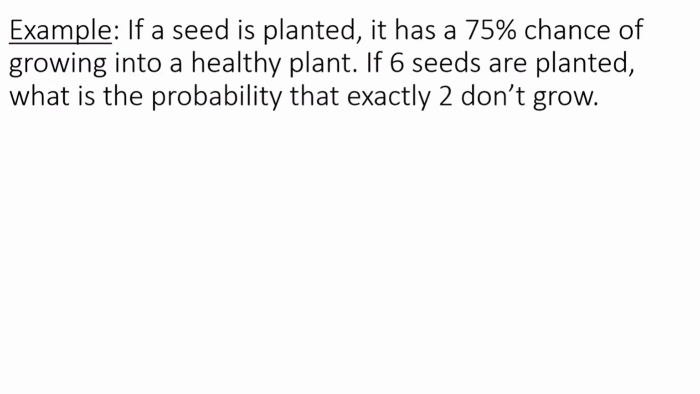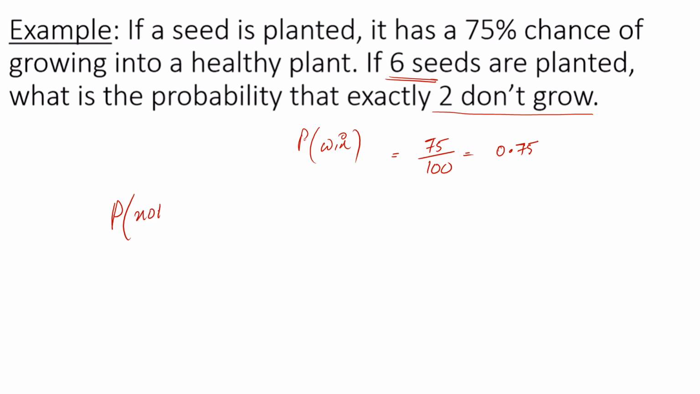Next question. If a seed is planted, it has 75% chances of growing. 75% means 75 divided by 100, which means 0.75. What is this? This is the probability of winning, or probability of growing the healthy plant. Now, there is another situation that 6 seeds are planted. So, if 6 seeds are planted, what is the probability that 2 do not grow? So, probability of not growing you need.